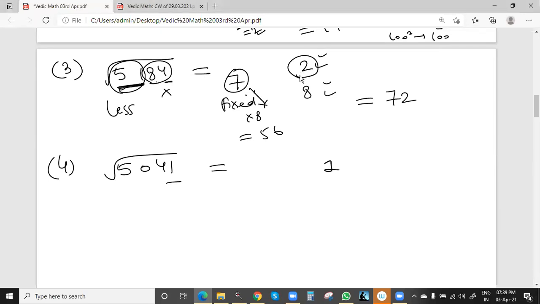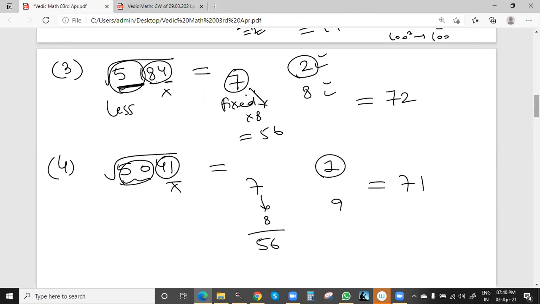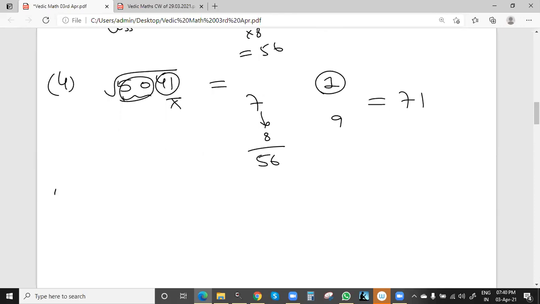The 1 at the end means two options, 1 and 9. We ignore the last two digits and focus on 50. 50 means 7. So we take any one and multiply 7 with the next value 8. That is 56. 50 is less than 56, so we take the lesser value, that is 71. Correct. So in 3 to 5 seconds, we can solve by this method.